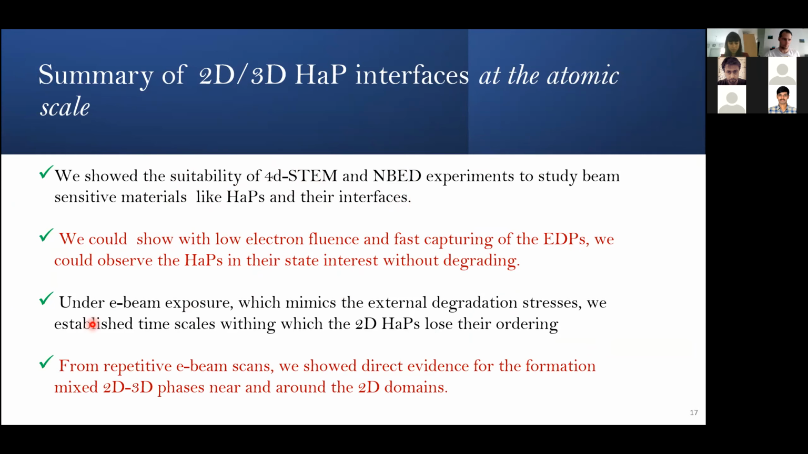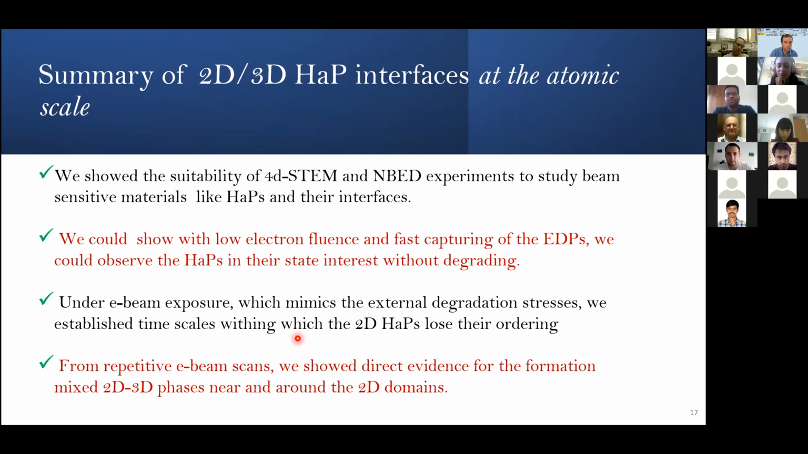Under continuous electron beam exposure and under repetitive E-beam scans, we could establish the time scales in which the 2D phases lose their long range ordering, and also we could show evidence for the formation of quasi 2D phases.